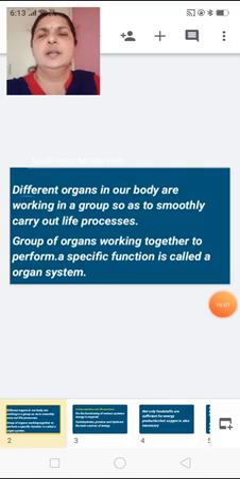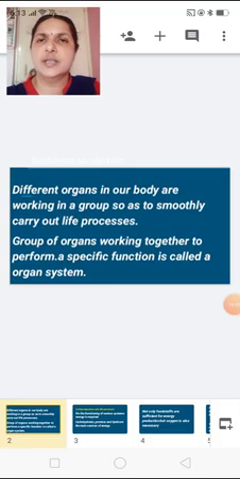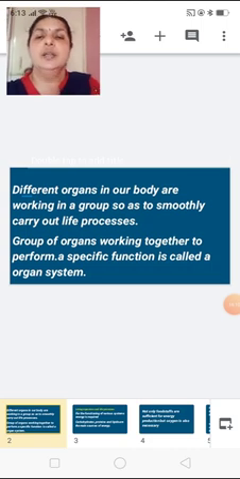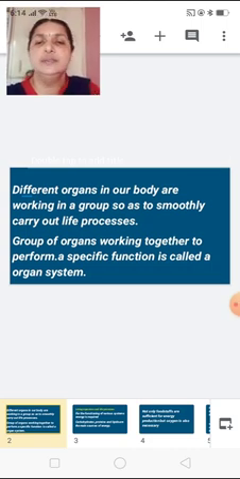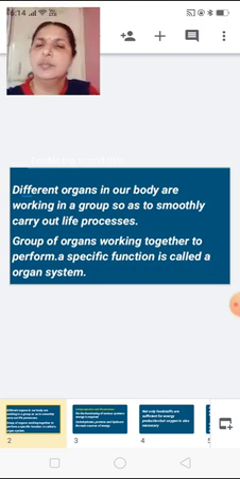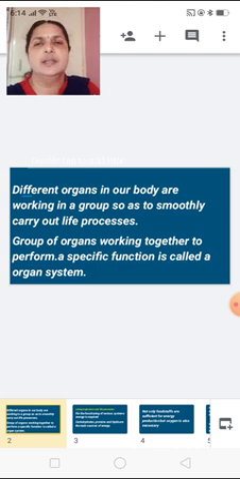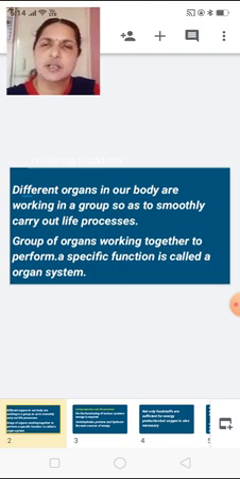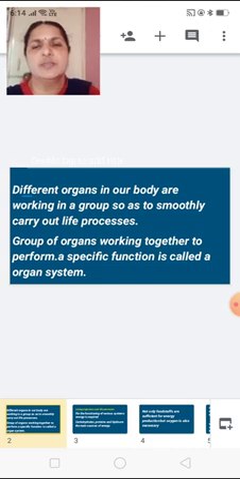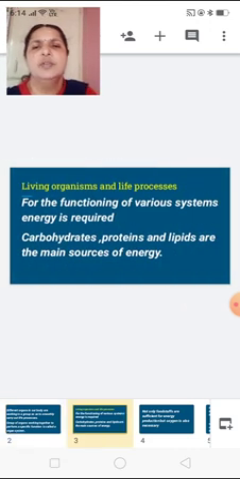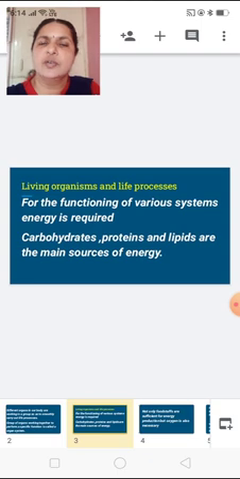Okay, children, now let us revise. We learned about the 3 steps of aerobic respiration. Now let us revise what we learned. We learned about the organ system. And what is an organ system? Can you recollect? It is a group of organs working together to perform a specific function. We also learned that for the functioning of various organ systems, what is needed?